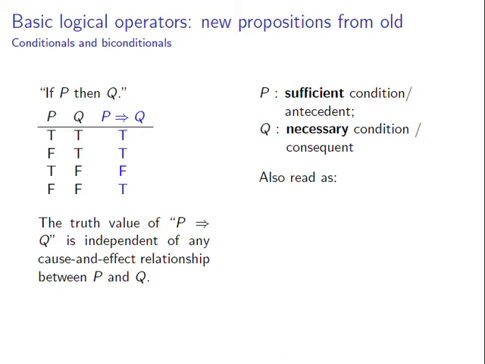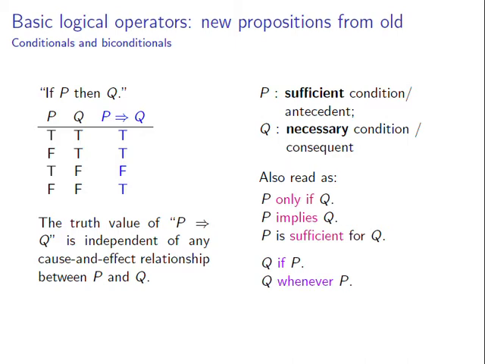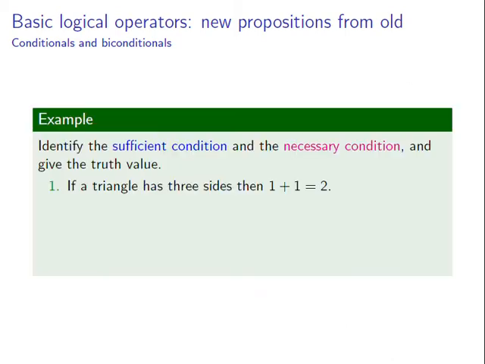There are several alternative ways of reading the sentence if P then Q. The most common are: P only if Q, P implies Q, P is sufficient for Q, Q if P, Q whenever P, Q is necessary for P. Remember that in the first three statements, the first condition P is the antecedent and the second condition Q is the consequent, whereas in the last three statements, the first condition Q is the consequent and the second condition P is the antecedent.